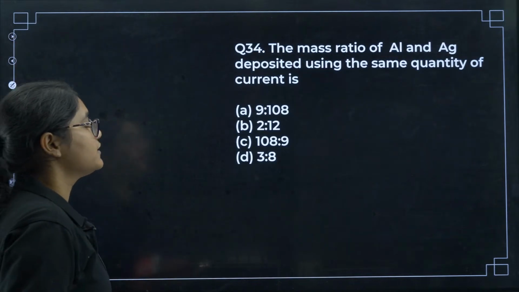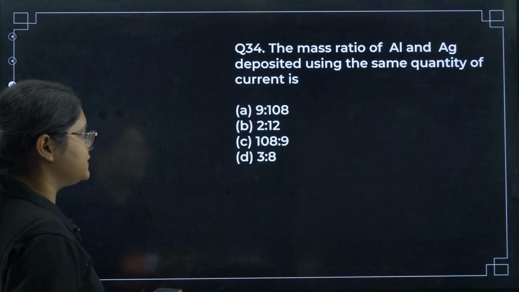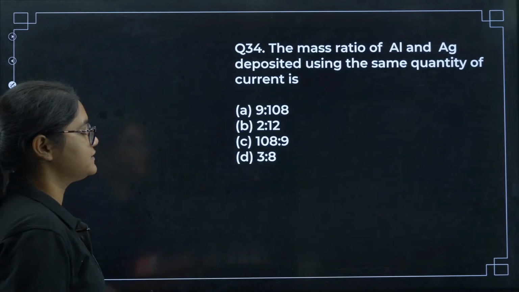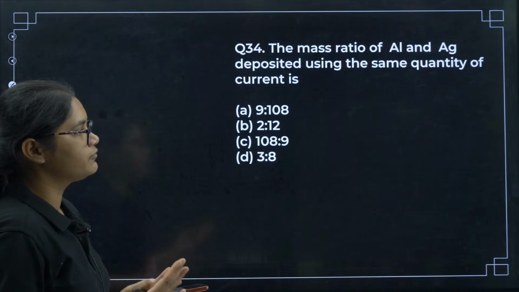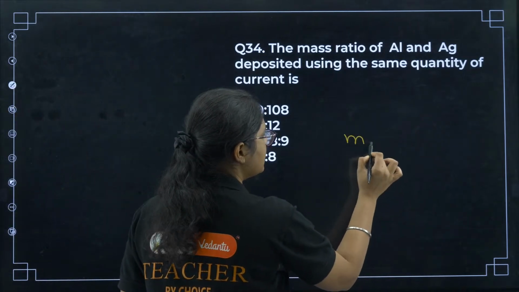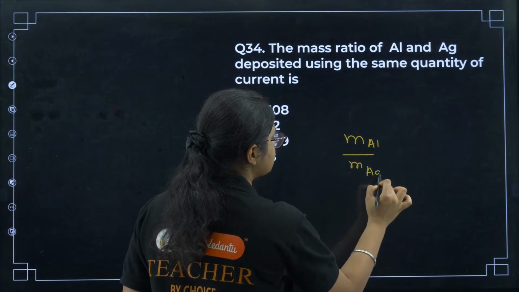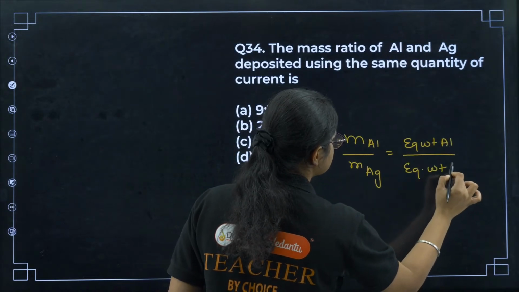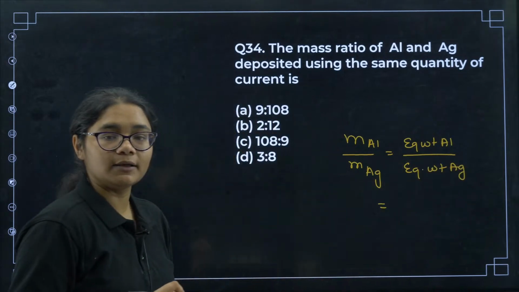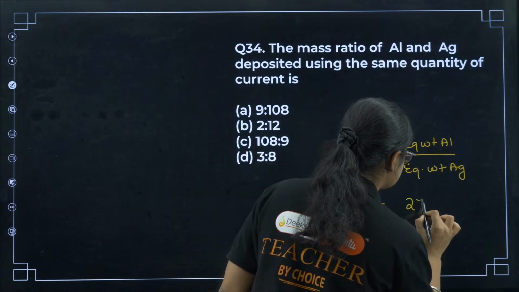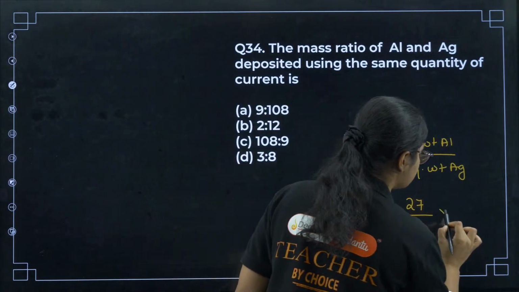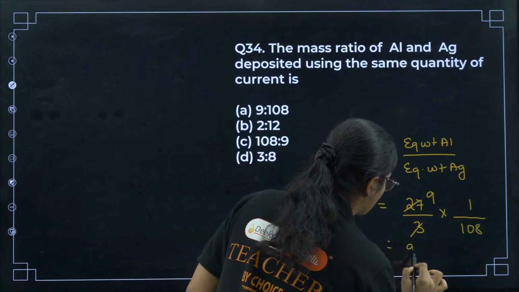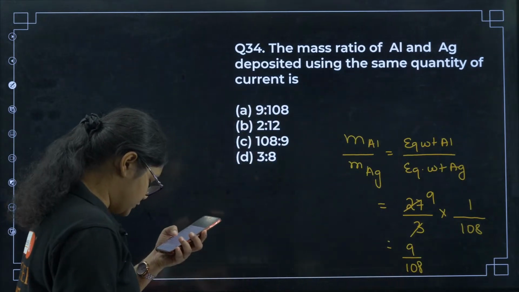Next, question number 34. The mass ratio of aluminium and Ag deposited using the same quantity of electricity, same quantity of charge is given. So what is the mass ratio of aluminium and silver? Mass of aluminium by mass of silver is equal to equivalent weight of aluminium by equivalent weight of silver, right? What is the equivalent weight of aluminium? Molar mass by n factor, so 27 divided by 3. Equivalent weight of silver is molar mass by n factor, 108 by 1, right? So I will get 9 by 108. So what is the ratio?